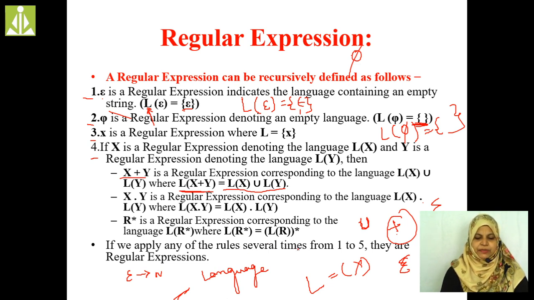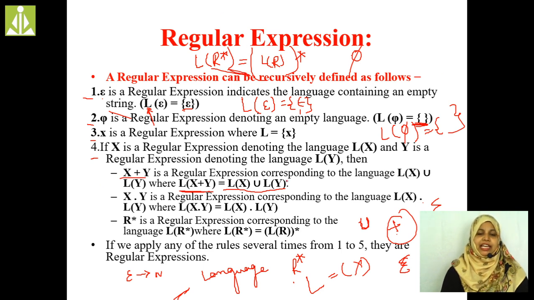Here R is a regular expression, R star is a regular expression. If R star is going to satisfy all the properties of that particular language, then we can represent this language in this format. How are we going to represent this language? L of R star is equivalent to L of R whole star. See the difference. L of R whole star. Both are equivalent.